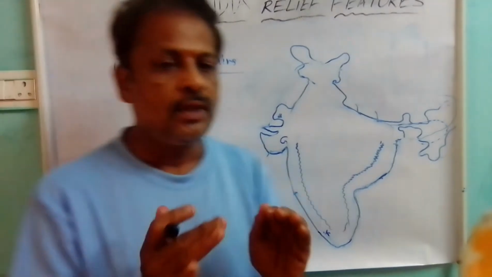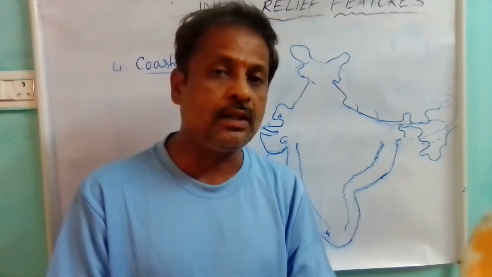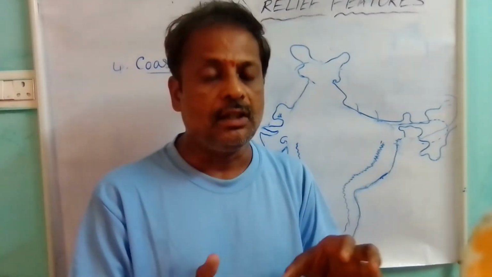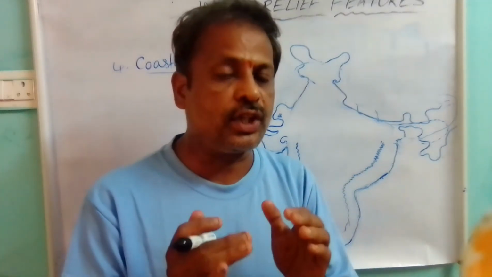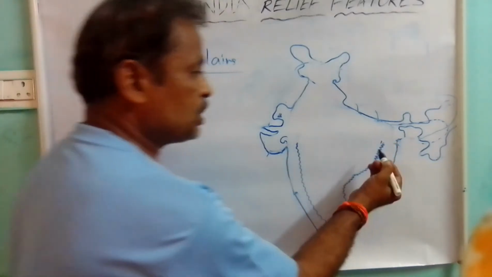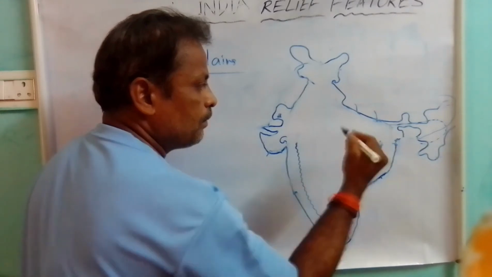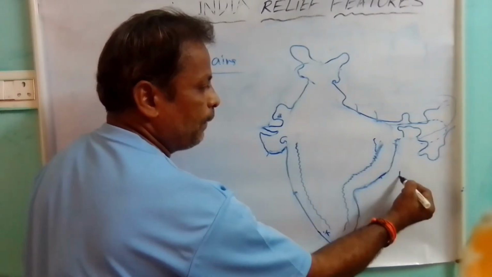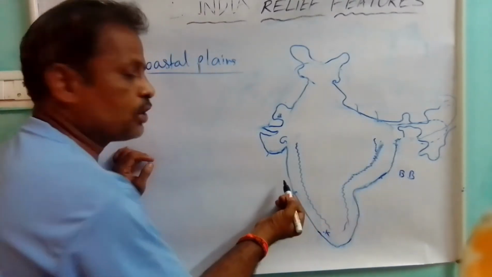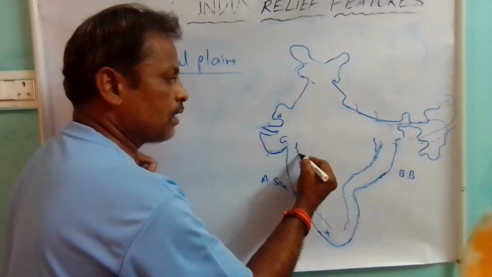But there are a number of differentiations and similarities we are observing between east coastal plain and west coastal plain. Among these we have to see first what are the location and extension of these two plains. We have to see first east coastal plain. East coastal plain is forming between Bay of Bengal and Eastern Ghats. Same way west coastal plain is formed between Arabian Sea and Western Ghats.